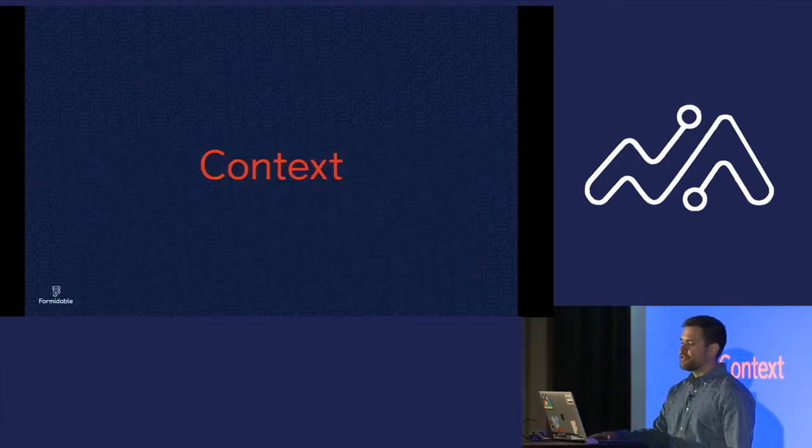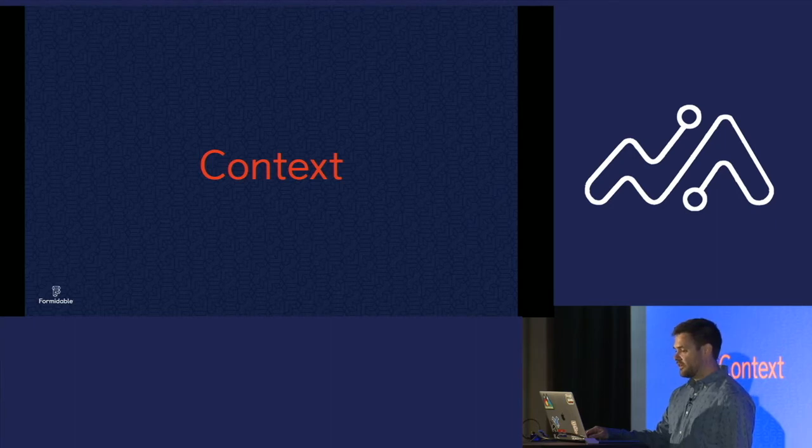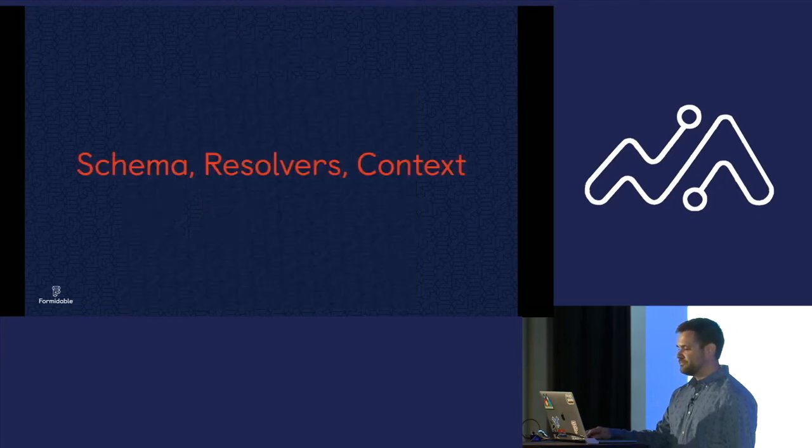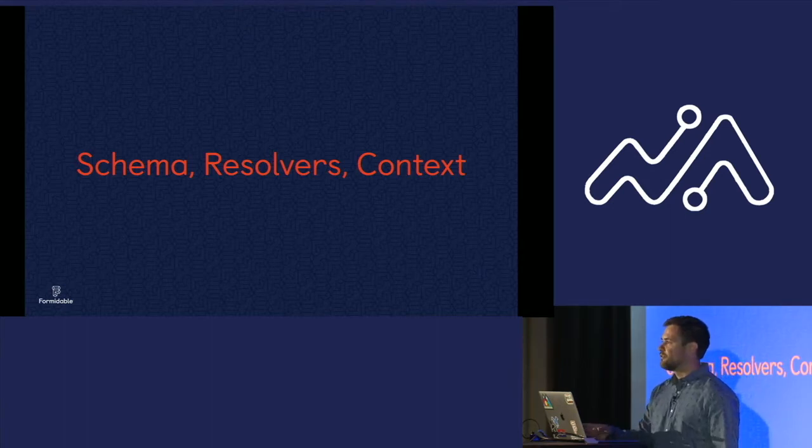So context is the third major building block. Like I mentioned, it's an object shared by all the resolvers. It can be anything you want, and it's newly created on each call. It's useful for keeping data like you see here: authentication information, the current user, a database connection, and it's specific to your application. So whatever you need it to be is what it is. So just to recap, these are the three fundamental pieces of a GraphQL server.